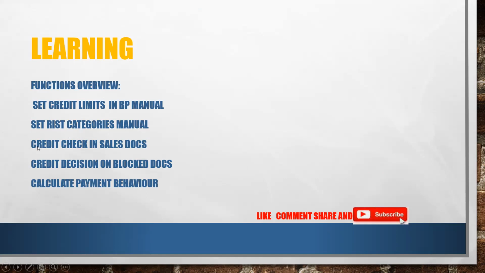And credit checks in sales documents, where you check at sales order level, or else delivery level, or else post goods issue level. In a similar way, functionality-wise it is the same. Credit decision and block documents: whether you are going to release, or whether you are going to suspend that particular customer, that you are going to handle. Calculate payment behavior, that also you are going to do. These are the functional things in brief, if I talk theoretically.